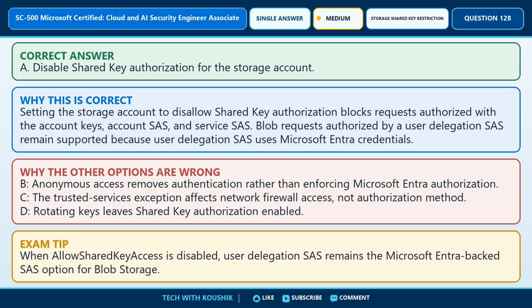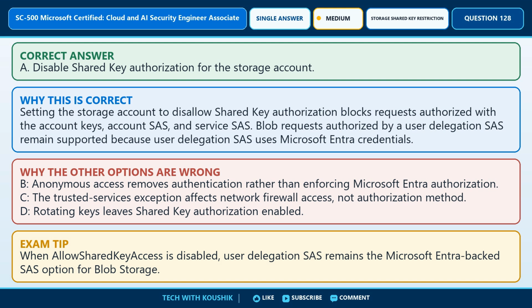The best answer is option A, disable shared key authorization for the storage account. The key reason is setting the storage account to disallow shared key authorization blocks requests authorized with the account keys, account SAS, and service SAS. Blob requests authorized by a user delegation SAS remain supported because user delegation SAS uses Microsoft Entra credentials.